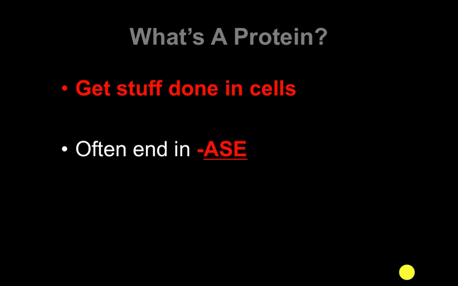So first we're going to look at proteins. And the main thing is proteins get stuff done in cells. And they often end in ase. Now this can get a little bit confusing because remember, carbs end in ose and proteins end in ase.